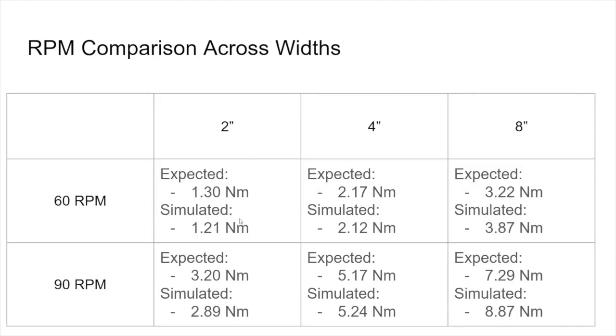Comparing this for all widths, we can see very similar results for the 2 and 4 inches at higher RPMs, though with the 8-inch blades, there's a pretty big discrepancy between our expected torque and our simulated torque. And that's mostly because, with the greater width and higher speed, your Reynolds number is really hitting that transition area into the fully turbulent range of values, so that laminar assumption is really starting to break down, which is reflected in a discrepancy in simulation results.